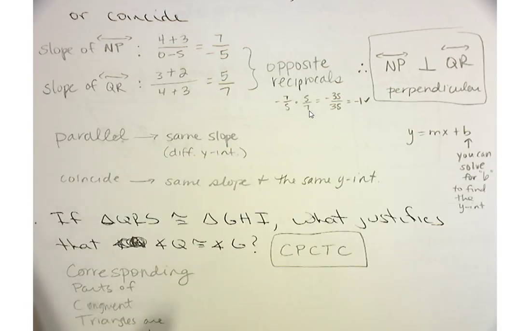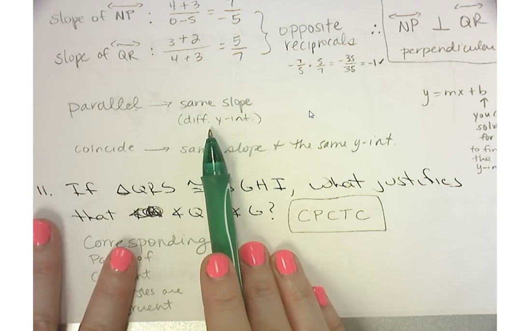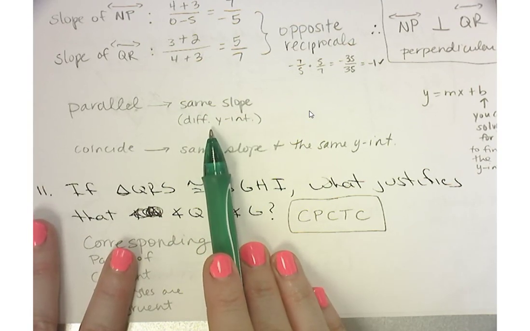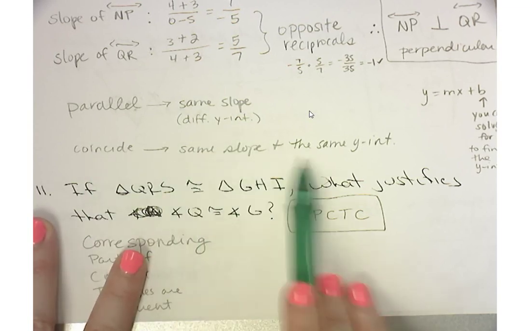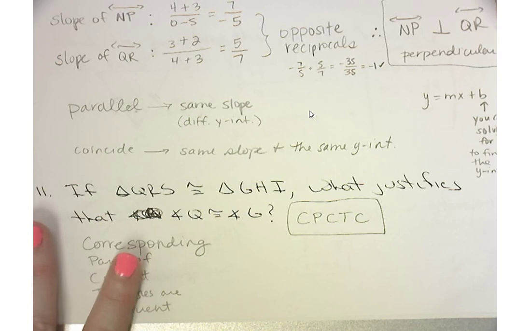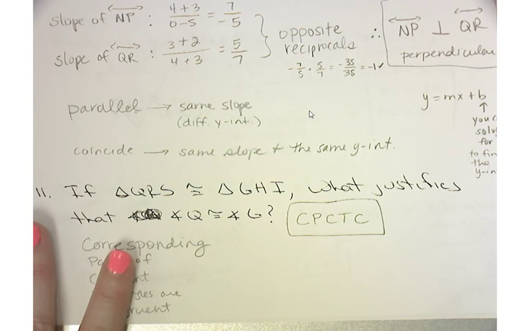Okay, so some of you might want to take a look at that page in your packet. It has like 24, 25, 26, 27, 28 in it. Because that was the page that most of us were missing some work. Remember, this is y equals mx plus b. B is the y-intercept. So if you need to find out if they're parallel or coincide, you can always solve to find your y-intercept.